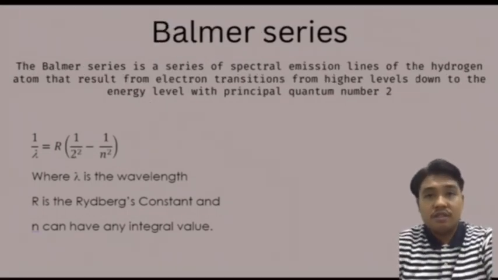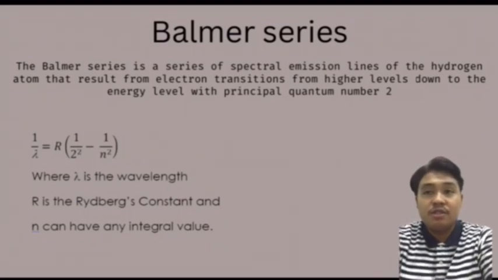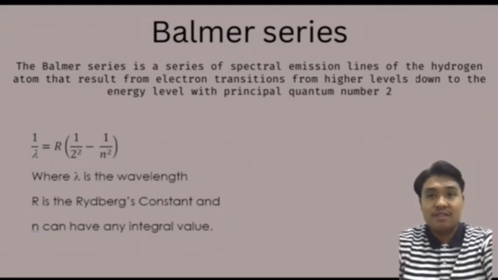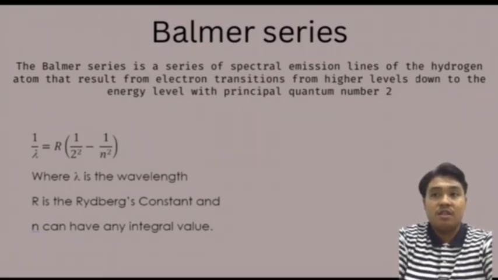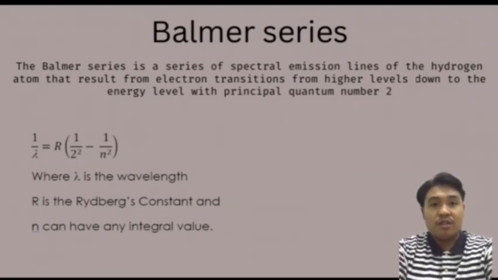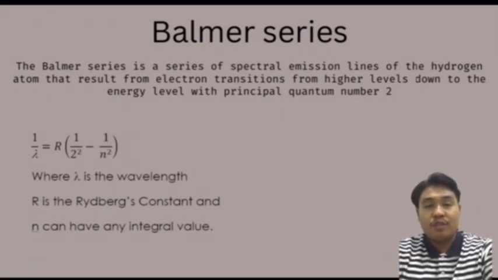The Balmer series is a series of spectral emission lines of the hydrogen atom that result from electron transitions from higher levels down to the energy level with principal quantum number 2. We also can use this formula to determine the Balmer series wavelength.